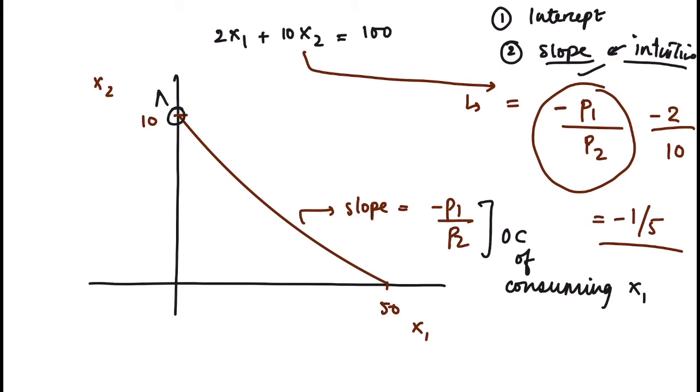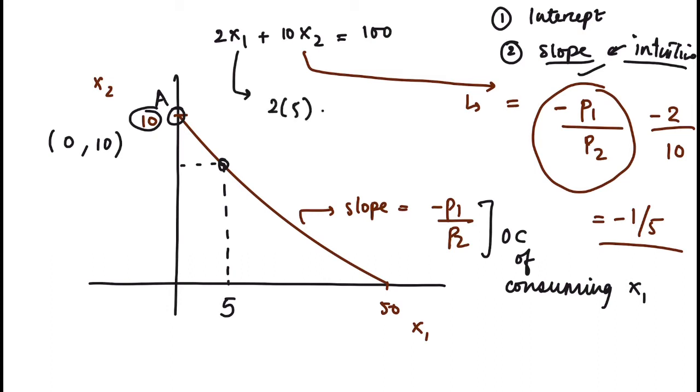At this point, let's call it A, you're only consuming X2. And when you're only consuming X2, your bundle looks something like this: 0 of X1 and 10 of X2. But let us suppose that you are somewhere down here. And at this point, you're consuming 5 units of X1. Well, if you're consuming 5 units of X1, what does this equation become?